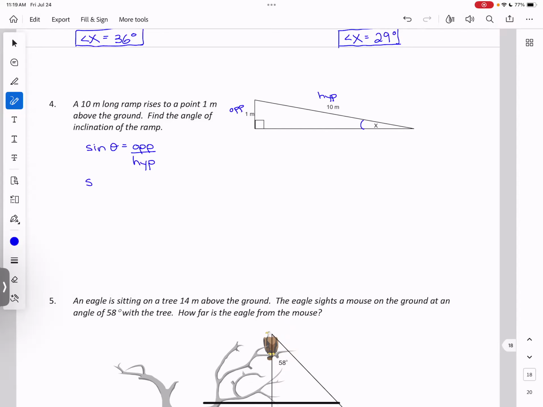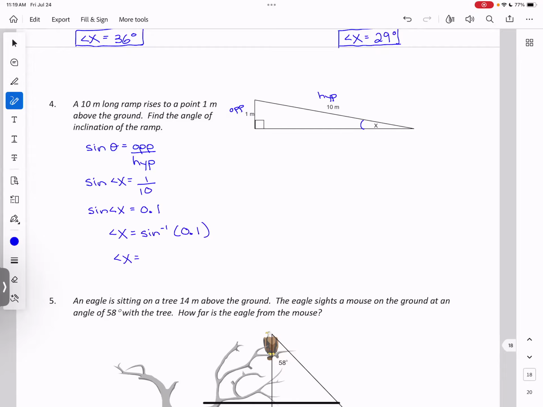So sine of our angle x is 1 over 10. Okay, in decimal form, that's going to be 0.1. And so to solve for the angle, we're going to take the sine inverse of both sides. So we're taking the sine inverse of 0.1.